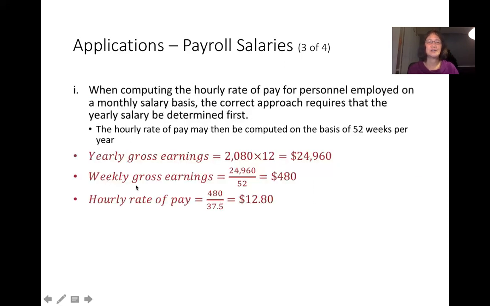Okay. So we know every month, Mike gets this amount. There are 12 months in a year. So the annual salary for Mike is every month multiplied by 12, which is $24,960. And we also assume a year has 52 weeks. So what is the weekly earnings? Use the yearly income divided by 52. You get 480 every week. And because Mike works 37.5 hours a week, every hour he will earn $12.80. So we answer the first question. What is the hourly rate for Mike?